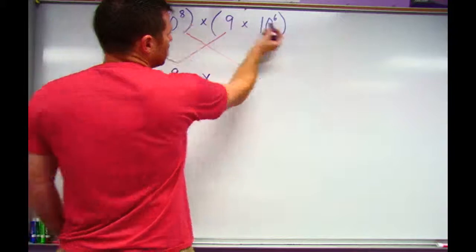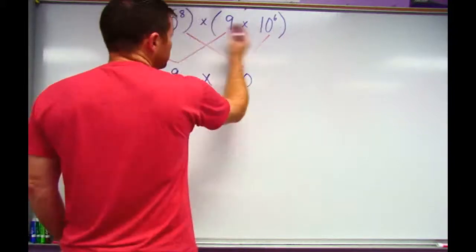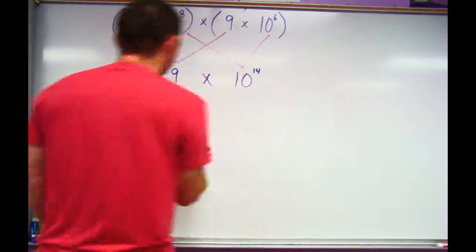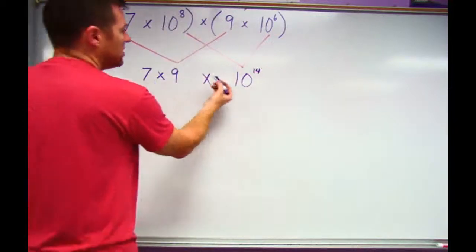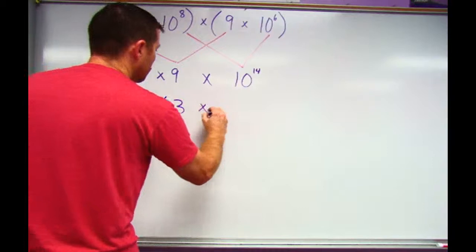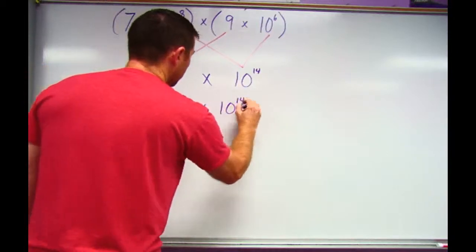7 times 9, and then over here you have times 10 to the 8th times 10 to the 6th. You add the exponents together, 8 plus 6 is 14. So you get 7 times 9 times 10 to the 14th. This is 63 times 10 to the 14th.